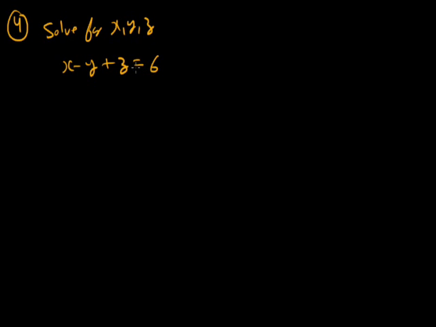Now we see the next problem. Solve for x, y, z. x minus y plus z equals 6. x minus 2y minus 2z equals 5. 2x plus y minus 3z equals 1.